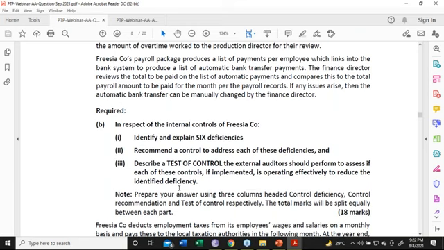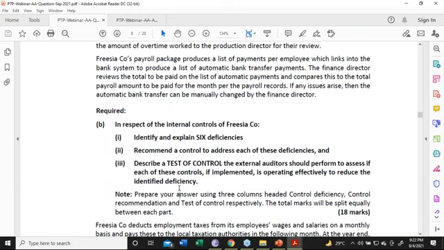Part 2, recommend a control to address each of these deficiencies. What about recommendation? When we are going to write the recommendation, we have to add value. We are not supposed to just rewrite the deficiency. We have to add value.